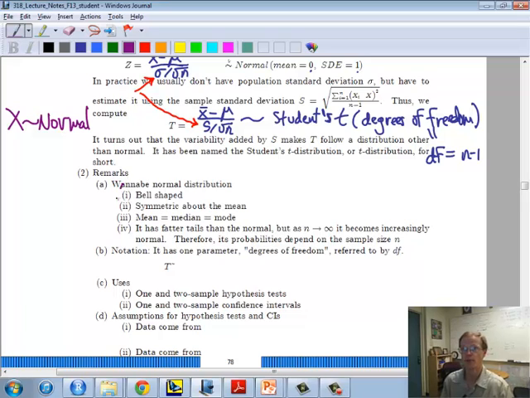The t-distribution is bell-shaped, symmetric about the mean. The mean equals the median and the mode, just as the normal distribution. We've talked about its notation, and we're going to use it for one and two sample hypothesis tests and confidence intervals. As far as assumptions, we'll recap those. Data come from a random sample, and the parent is normally distributed.